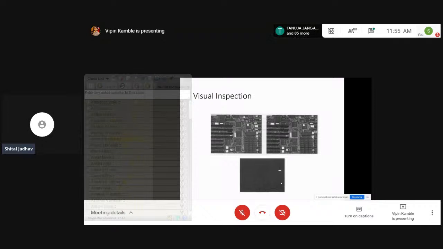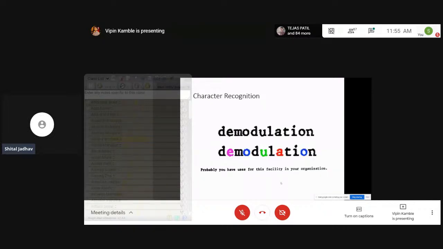Okay, that enhancement is possible provided you have a specific set of data on how much enhancement is required. Like if you want to denoise the image, one has to know how much noise is present in that image. Okay. Then comes the character recognition task.